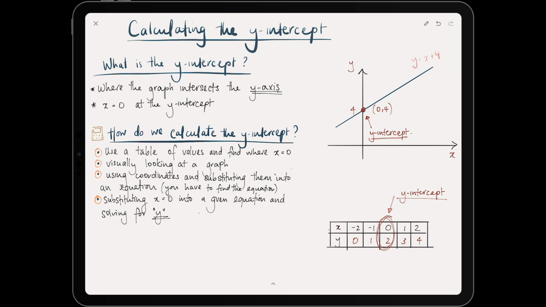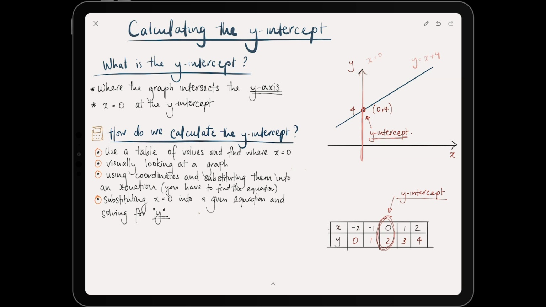Another feature you can notice using this example is that x is always equal to 0 at the y-intercept. So anywhere along this particular axis here, x is always equal to 0. That's really important to remember, because if you can see where a graph intersects the y-axis, you know immediately that the x value will be 0. So how do we calculate the y-intercept? We've got a couple of different methods.